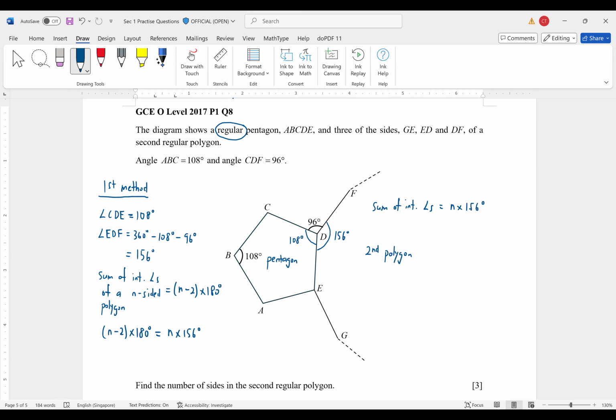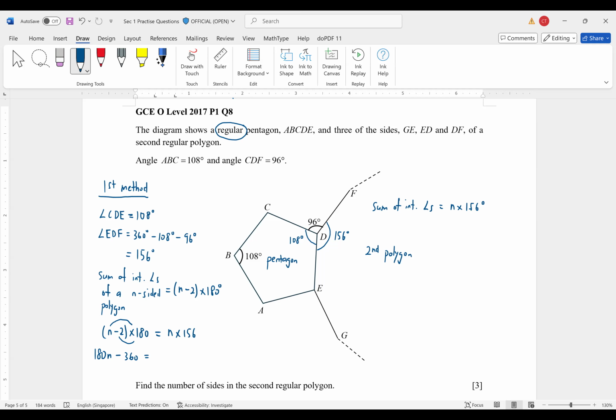I'm going to solve this equation by doing away with the degree sign now, so we don't need to work with the degree sign. What we're going to do now is expand the left side. n times 180, so 180n. Negative 2 times 180, so negative 360. This is your normal algebraic manipulation.